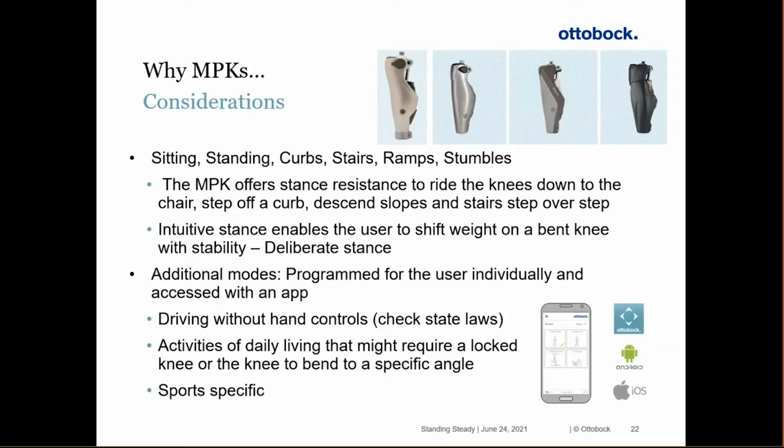So I'd like to invite Aaron back into our conversation here and talk about how the microprocessor knees have benefited him. We talked about support for sitting. With the Kenevo, we'll talk about some support for standing, so people that are maybe starting out in their rehab process and need that support standing so they don't just fall back into the chair. Navigating curbs, stairs, ramps, and specifically stumbles. The microprocessor knee really offers that stance resistance to ride the knees down to the chair, step off a curb, descend slopes, stairs, step over step, and provides that stumble recovery.